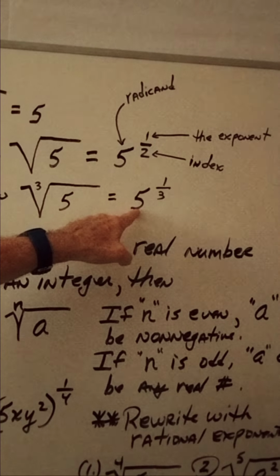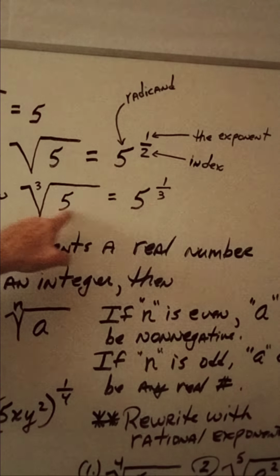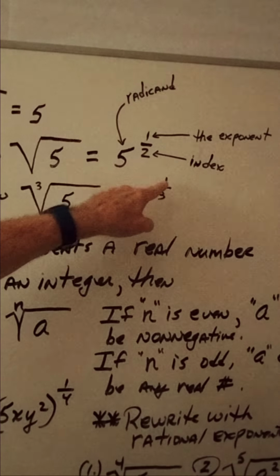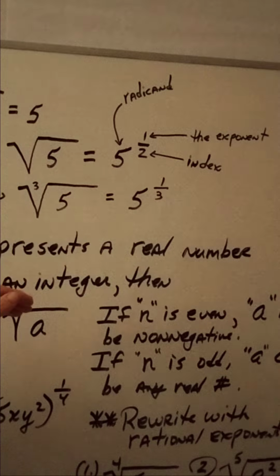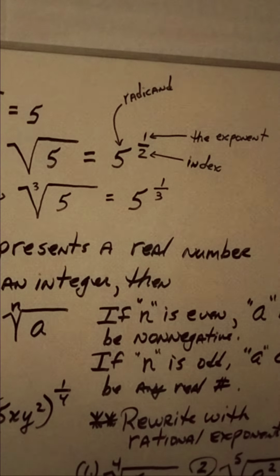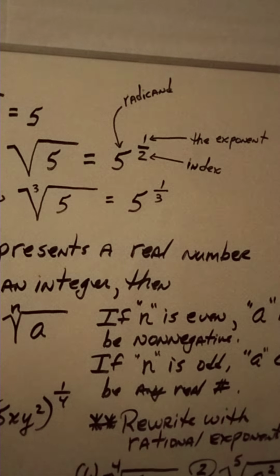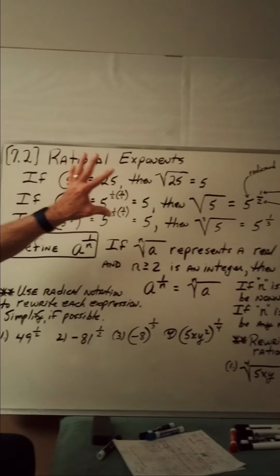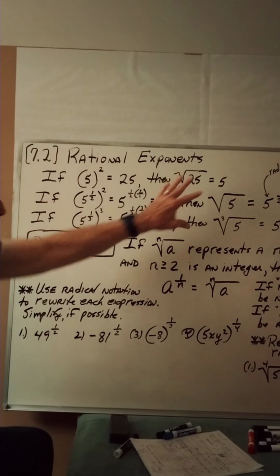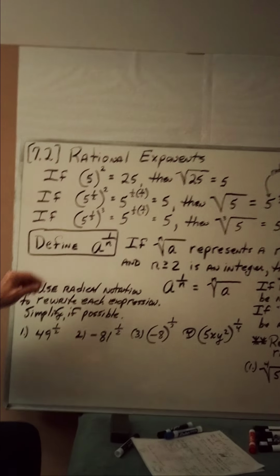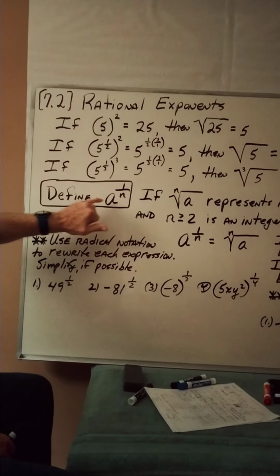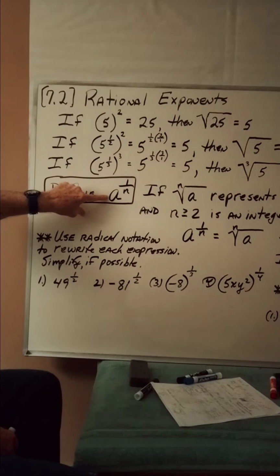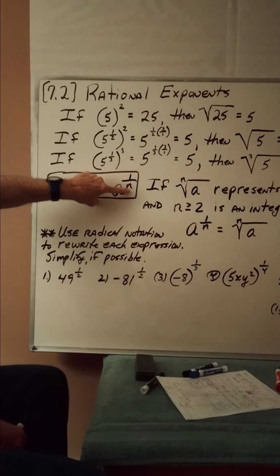The base becomes the radicand. The denominator becomes the index, and the numerator is the exponent, the number of times, basically, that cubed root of 5 is appearing. These 3 examples lead to the first defined statement, which is defining a to the 1 over n.